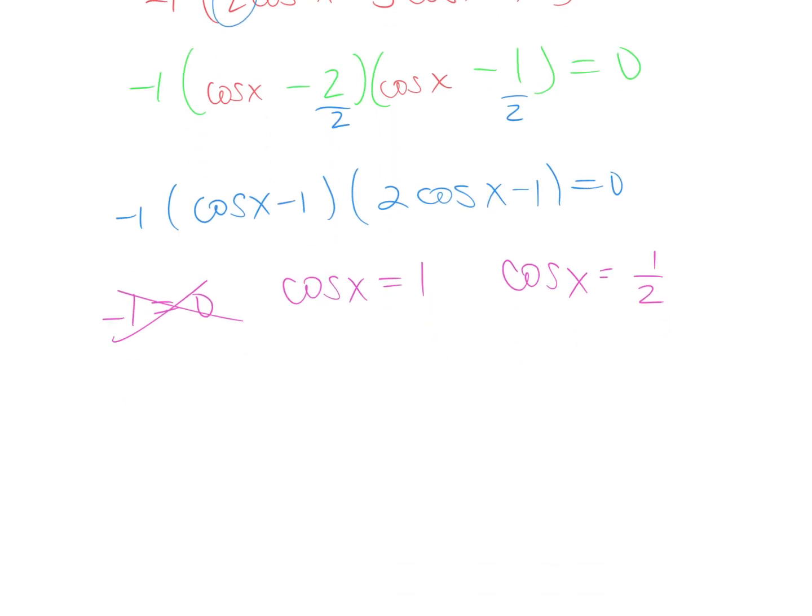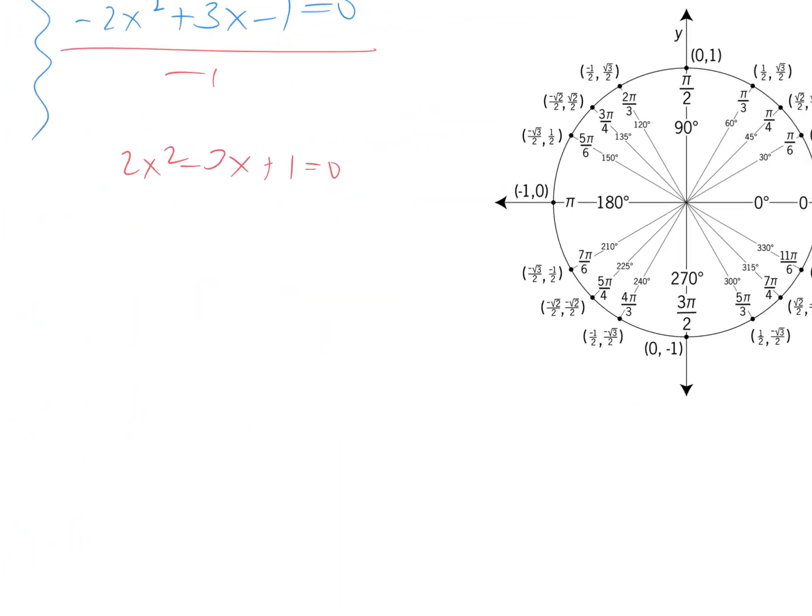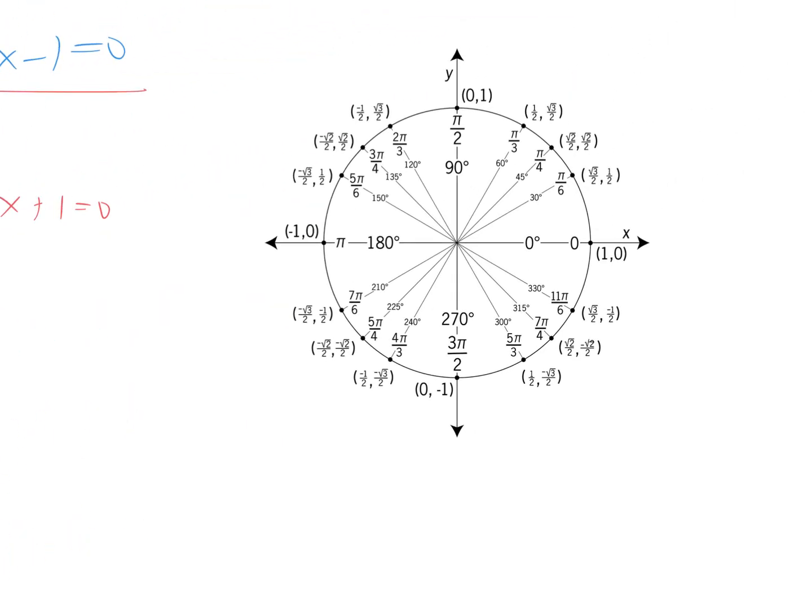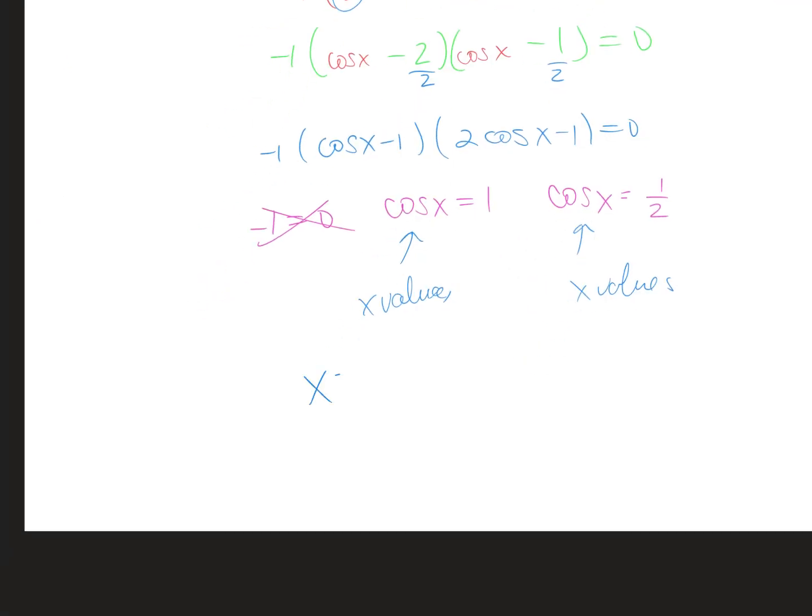And what are the values that I'm looking for with cosine? X values. Both x values. So I'm going to look on my unit circle where the x value is just positive 1. Where is that? Where is x 1? At 0, okay. You could say x equals 0. What's another way you could write that? 2 pi, yep. 0 and 2 pi are the exact same spot, so either one is fine.